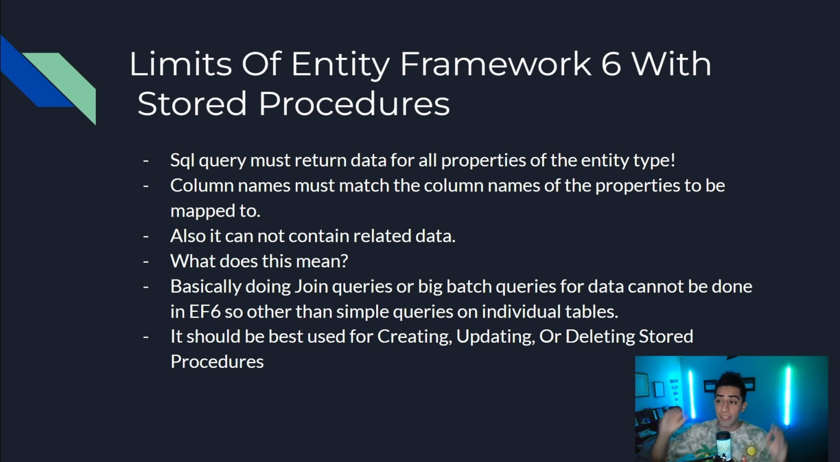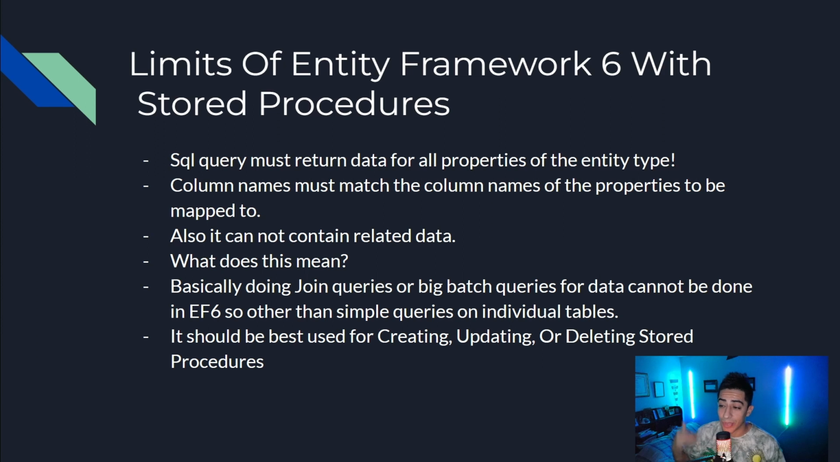So SQL queries must return data for all properties of the entity type. What does this mean? Basically, if you have a class with certain fields, you have to return data for all of them when you query the database. Or when your stored procedure comes back for a certain table, it has to return data for every single one. You can't miss any. So column names must match property names. That means they have to match. You can't name them other things and expect them to line up, because you can't do any of that pre-processing. The stored procedure just sends all this data to Entity Framework, and then Entity Framework has to map them all. So that can be confusing and it'll throw an error.